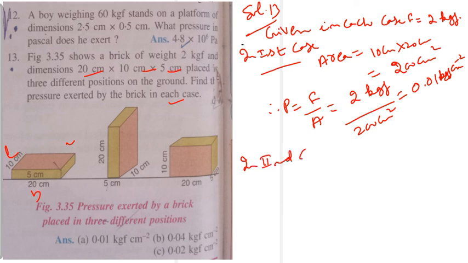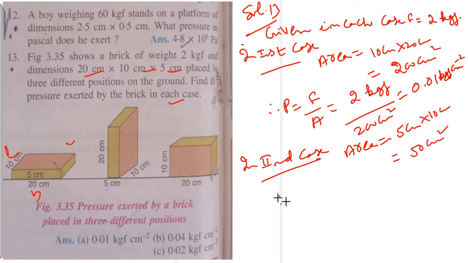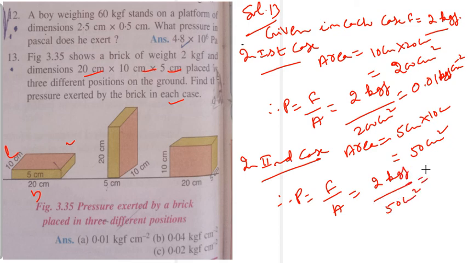In the second case, we have to again adjust the length and breadth. In the second case, the area would be 5 centimeter into 10 centimeter. So this would come out to be 50 centimeter square. Therefore P would become F upon A. F is 2 kgf in each case, 2 kgf upon 50 centimeter square. So 2 divided by 50 would come out to be 0.04 kgf centimeter minus 2.